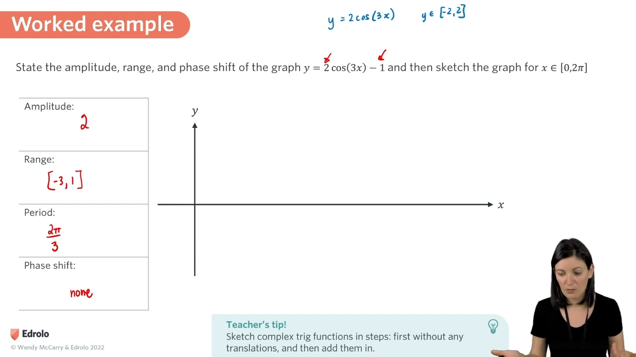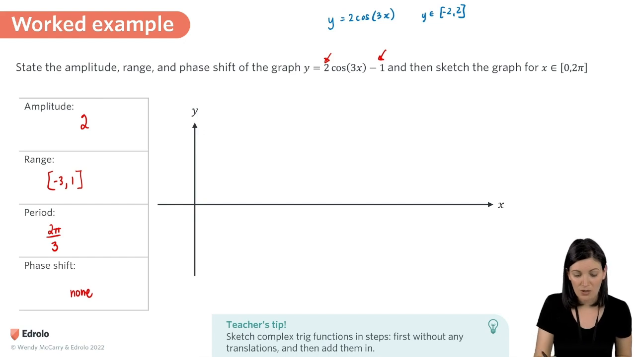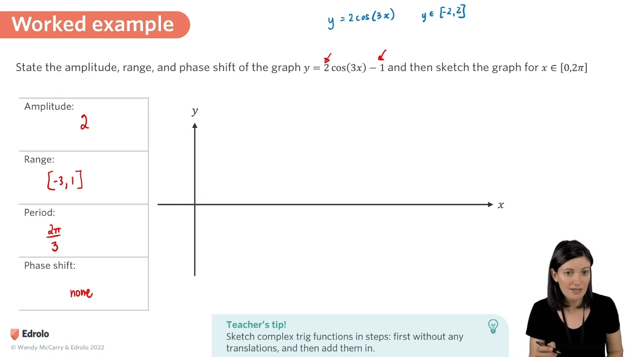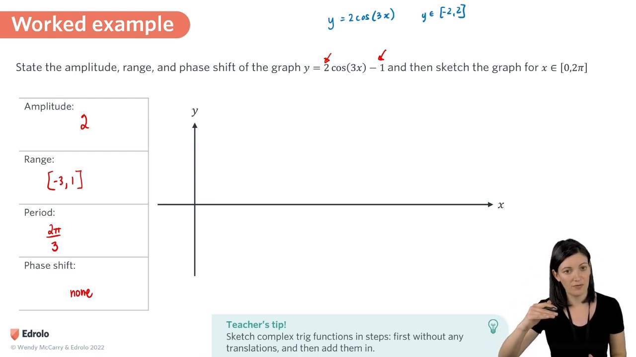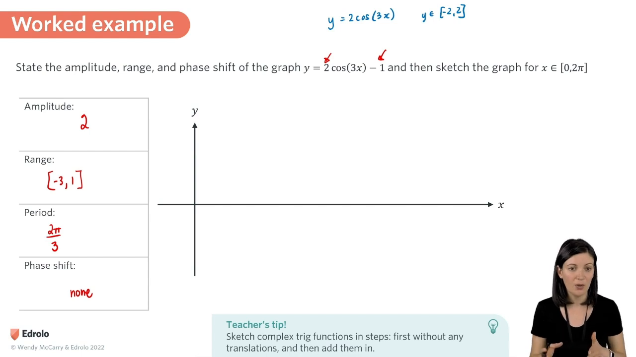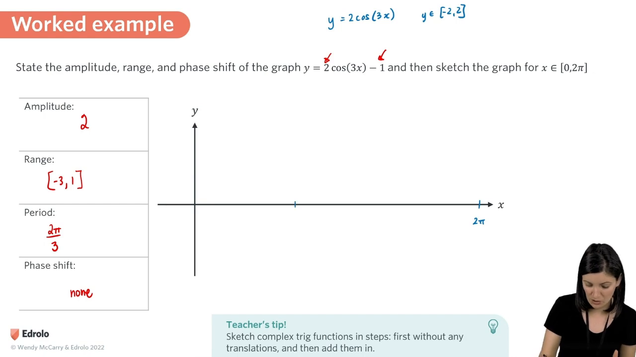So how would we draw this graph? Like I said to you, I like to draw these in stages. So the first thing I'm going to do is, in blue, draw the graph y equals 2 cos of 3x. And then I'm just going to shift that graph down by 1 to give the graph that we want. I'm going from 0 to 2 pi, but I know that my period is 2 pi on 3. So here's 2 pi, and I want to divide that into thirds. That's going to be 2 pi on 3 and 4 pi on 3.